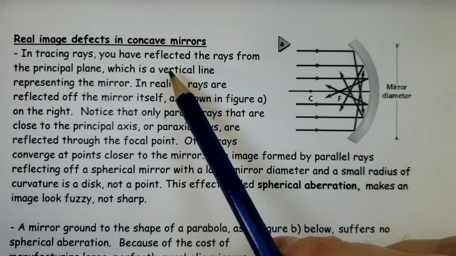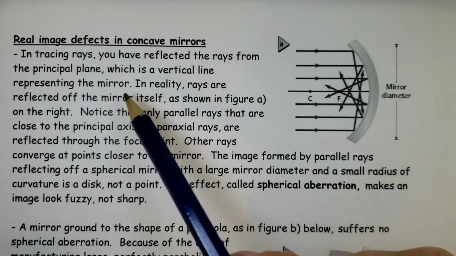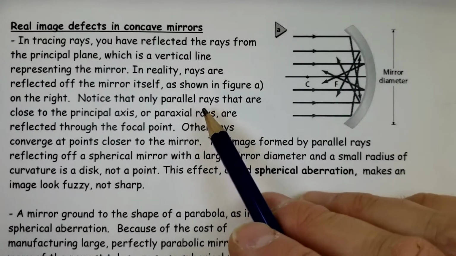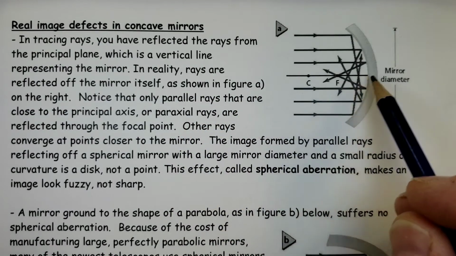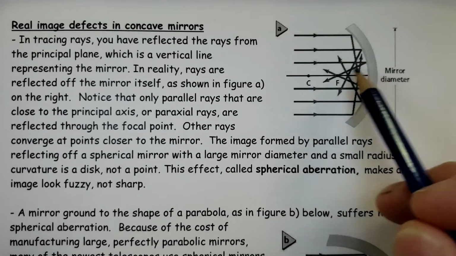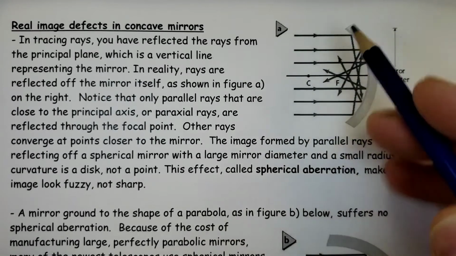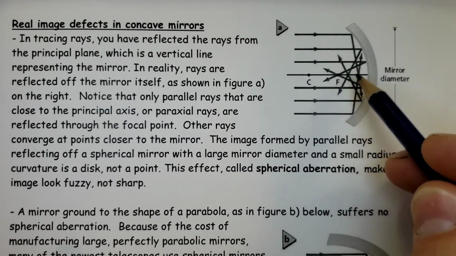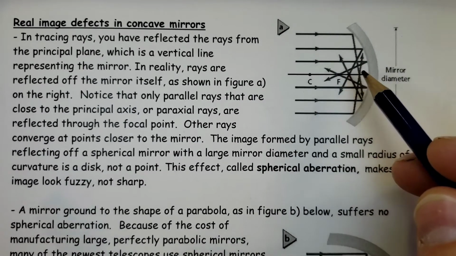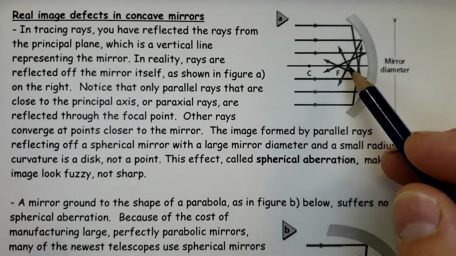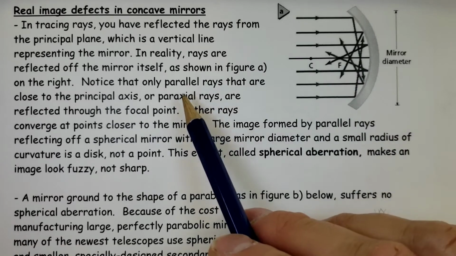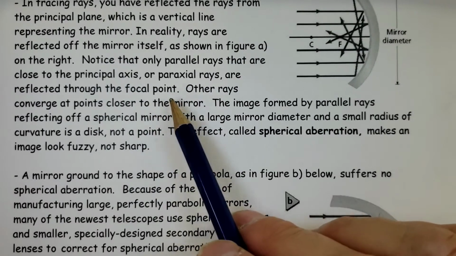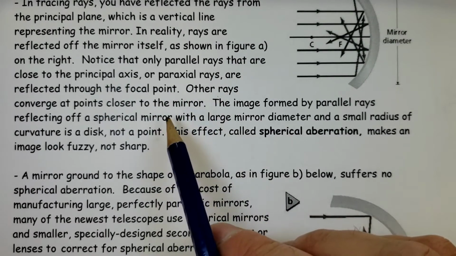So in tracing rays, you have reflected rays from the principal plane, which is a vertical line representing the mirror. In reality, rays are reflected off the mirror itself, as shown in figure A on the right. If we did it this way, depending upon the curvature of the mirror, we could get scattering all over the place. If angle I equals angle R for each of these rays, depending upon the shape of the mirror, how much the curve is, they may not reflect all through that F area. Notice that all parallel rays that are close to the principal axis, or paraxial rays, are reflected through the focal point. Other rays converge at points closer to the mirror.